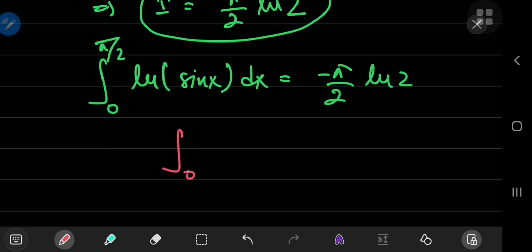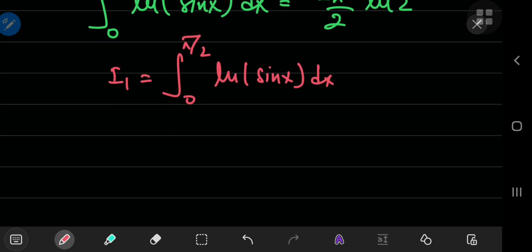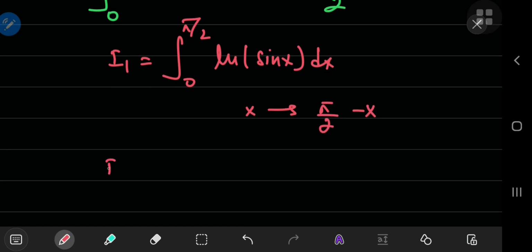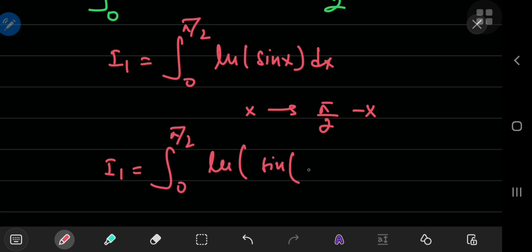So let's write the integral from 0 to pi by 2 of the natural log of the sine of x with respect to x as I1. Now, first up, use a phase shift. So if you're going from x to a pi by 2 minus x world using your phase shifting, then I1 is going to be equal to the integral from 0 to pi by 2 of the natural log of sine of pi by 2 minus x with respect to x.